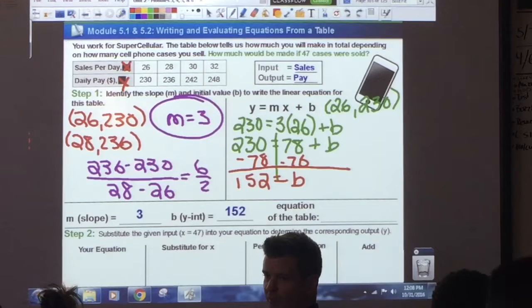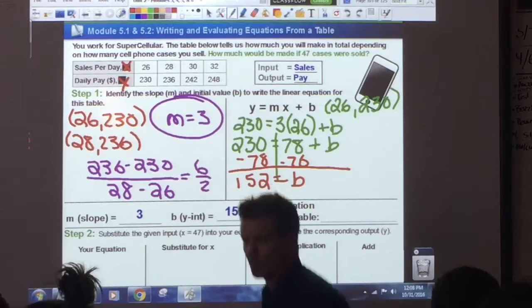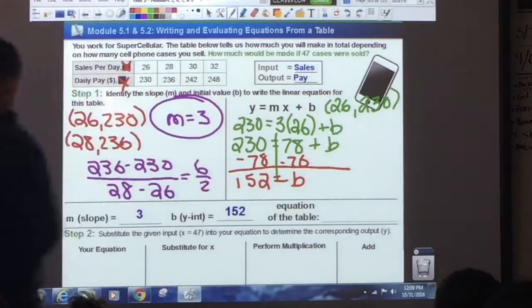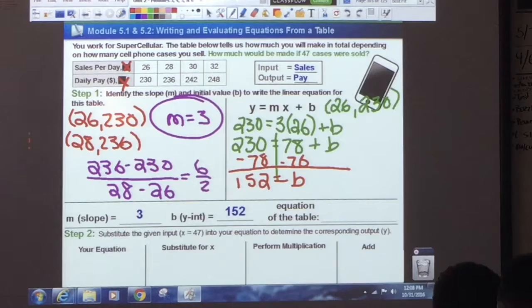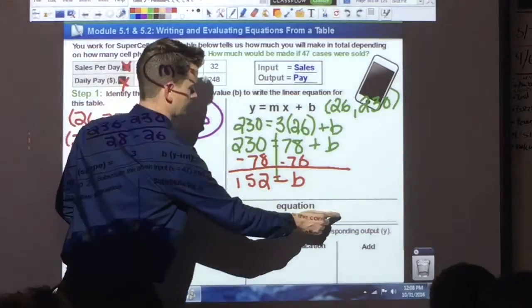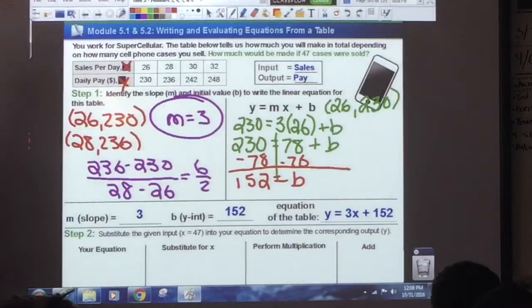I know the equation that represents this table is what, Annabelle? What's the equation that represents this table? Y equals 3x plus 152. Good, which is great. Now that we know the equation, we can evaluate it to find out how much money we'd make if we sold how many cases? It says at the top, 47 cases.